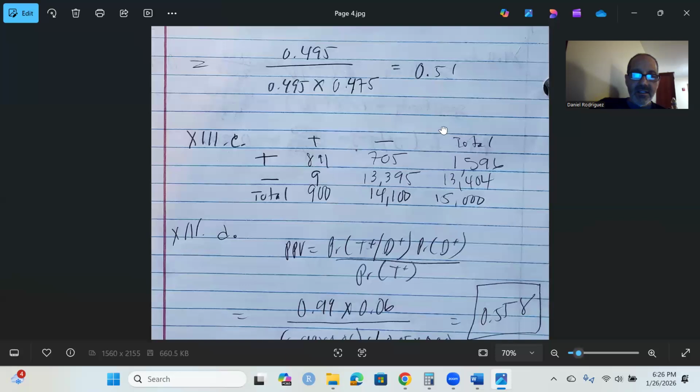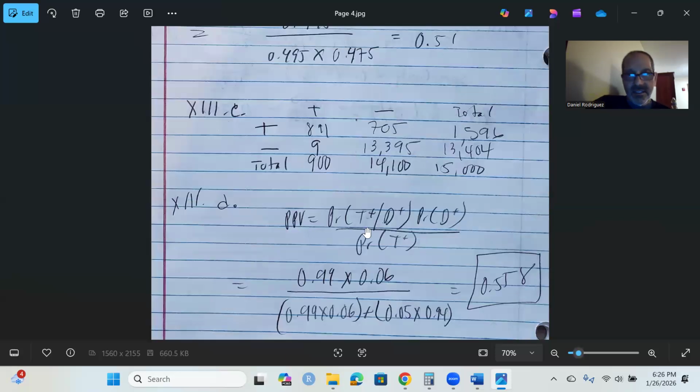Okay. So here's our equation. This is the total probability of testing positive. So we have the sensitivity, the probability of testing positive given one is disease positive, times the probability of being disease positive, the prevalence, 0.99 times 0.06. And the total probability of testing positive: you can test positive and be disease positive, or remember, plus and or are synonyms, you can test positive and be disease negative.